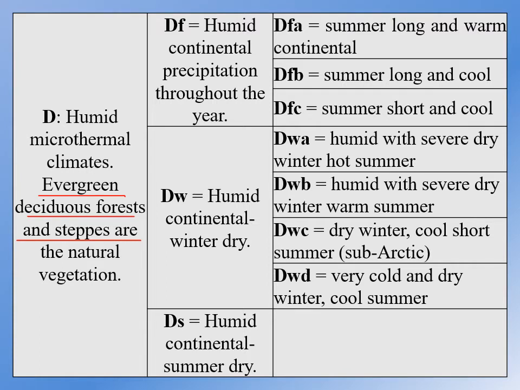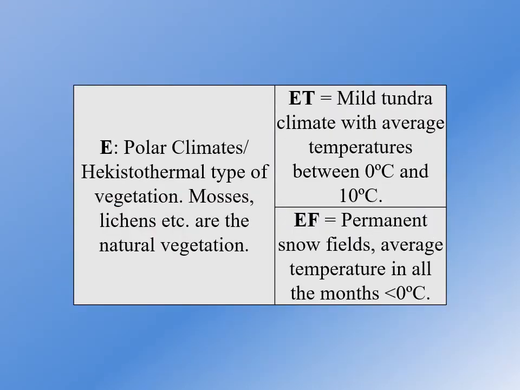The fifth type, that is the polar climate. Here the vegetation is mainly of hecistothermal type, generally moss, lichens. These types of plants are generally found. The mean temperature of the warmest month in this climatic condition is below 10 degrees centigrade. So even the summer times of these climatic areas are also found to be cool.